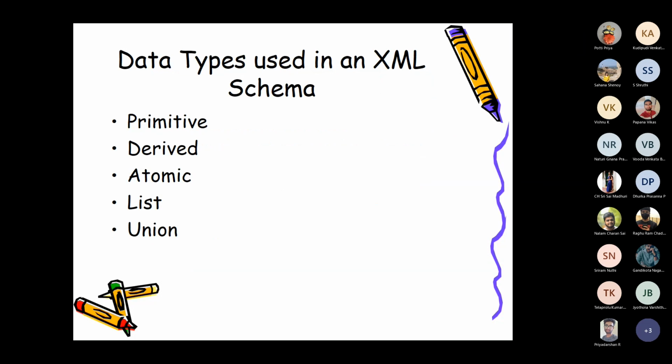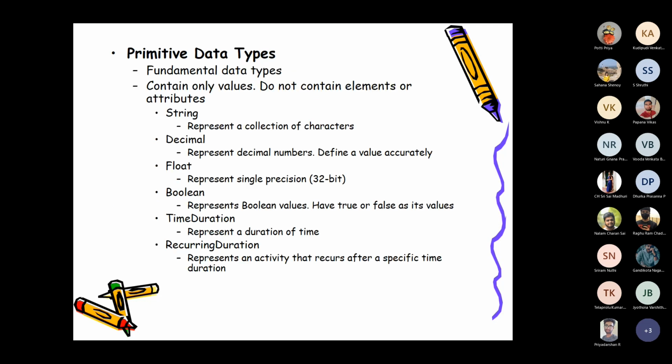Now, the different data types used in an XML schema or XSD are primitive, derived, atomic, list, and union. Primitive data types are the fundamental data types, and they contain only values; they do not contain elements or attributes. Okay, it can only contain values. It cannot have a container type. It cannot have attributes in it.